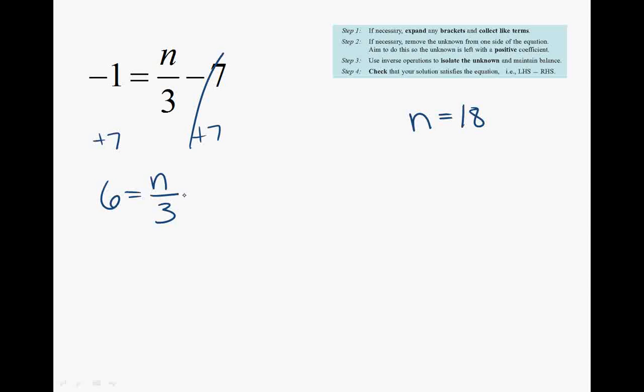So this is dividing by 3. We'll multiply both sides by 3. 3 over 3 will cancel. 18 equals n. And just for time's sake, I'm going to not show you the steps for checking, but to check, you would plug it into the equation.